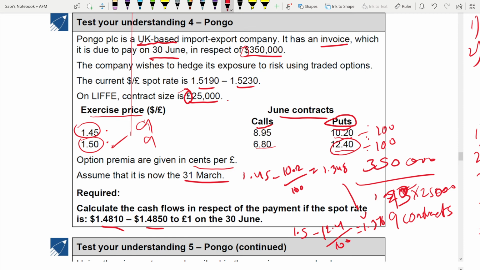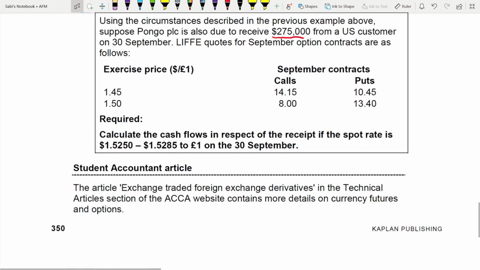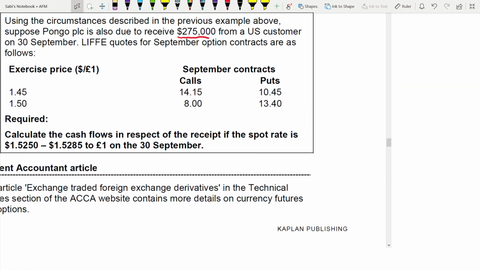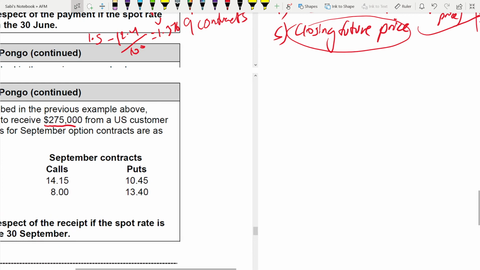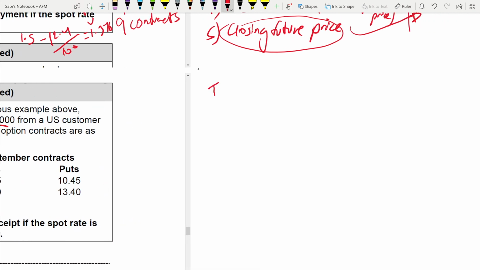Now, what is the total premium? Remember, you have to find the total premium. How do you get the total premium?